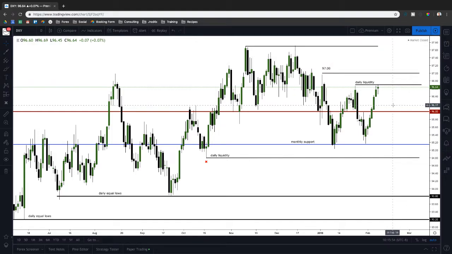And how we'll determine that is based on what the chart is telling us, right? What is the price action telling us? Do we get a daily candle closing above this level, or do we just wick above it and then start trading lower, right?